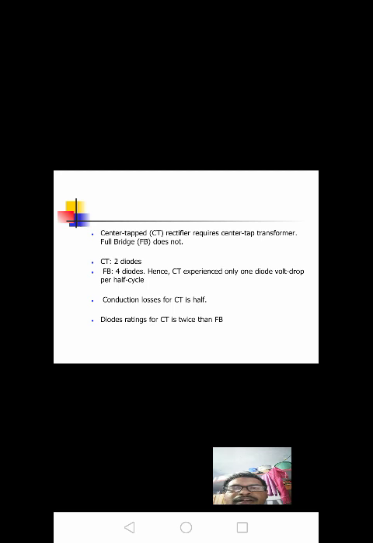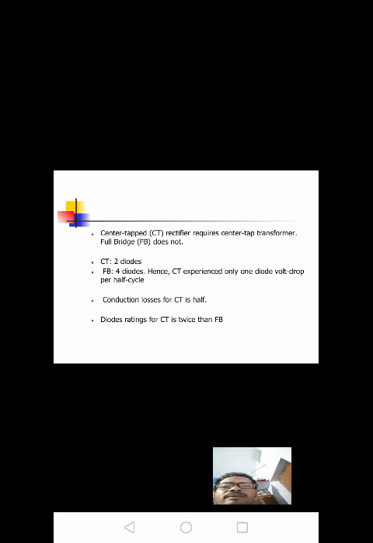The center tap rectifier requires a center tap transformer. The full bridge does not. In the previous slide we saw the center tapped and full bridge circuit diagrams. In that, the only transformer requirement is in the center tapped rectifier. Center tapped rectification needs a center tap transformer, but full bridge rectification does not require a transformer or center tap transformer.